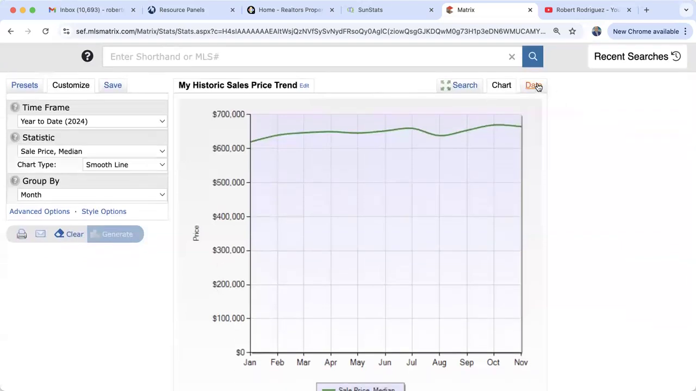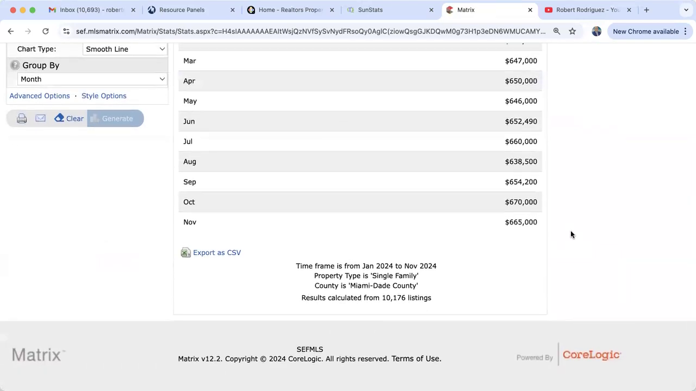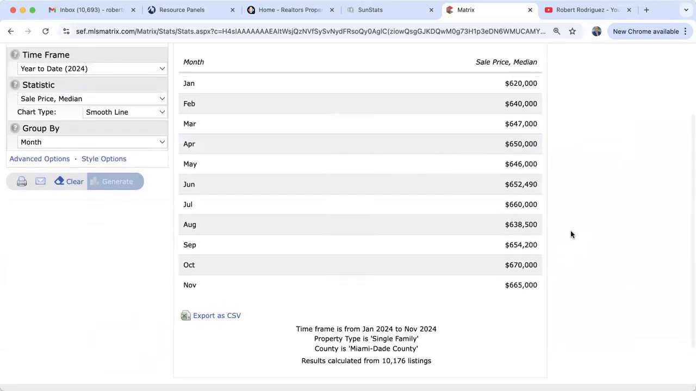Let's go to data and take a look, guys. In November, the median single family home price is $665,000. Let's take a look at this year: 620, 640, 647, up to 670 in October, and now a slight dip to 665.